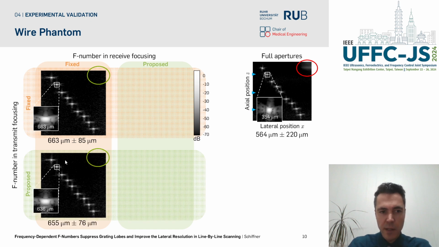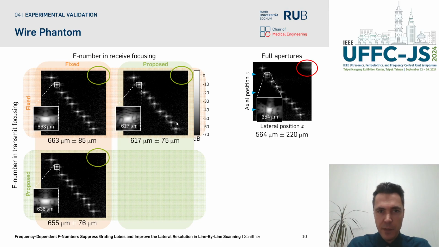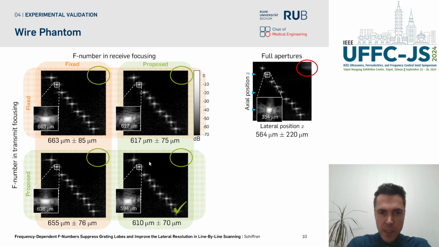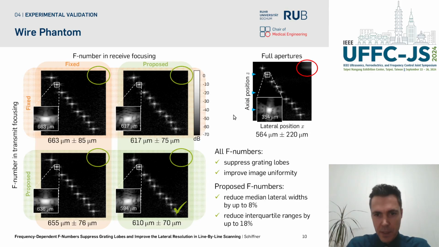The proposed transmit f-number improved both metrics. The proposed receive f-number achieved even higher improvements. The best result, however, is obtained by a combination of both proposed f-numbers. The median wire width is similar to the wire width achieved by the full apertures. All f-numbers hence suppress grating lobes and improve image uniformity. The proposed f-numbers, in comparison to the fixed f-numbers, reduce median lateral widths by up to 8% and reduce the interquartile ranges by up to 18%.